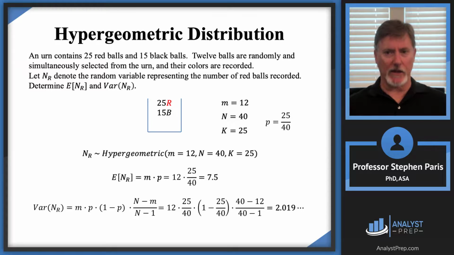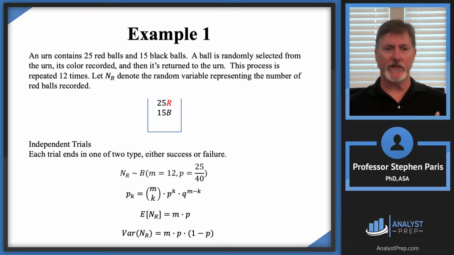So let me summarize here. In example 1, when we just had a success-failure situation, and we were selecting 12 balls, they were independent trials. So if you have independent trials, each trial ends in success or failure, you're talking about a binomial distribution. Oh, I'm sorry, I went too fast. Talk about a binomial distribution, the way you calculate the probability that the random variable is equal to k, that's the p sub k. These are formulas from before. That formula for p sub k we saw in a previous video.